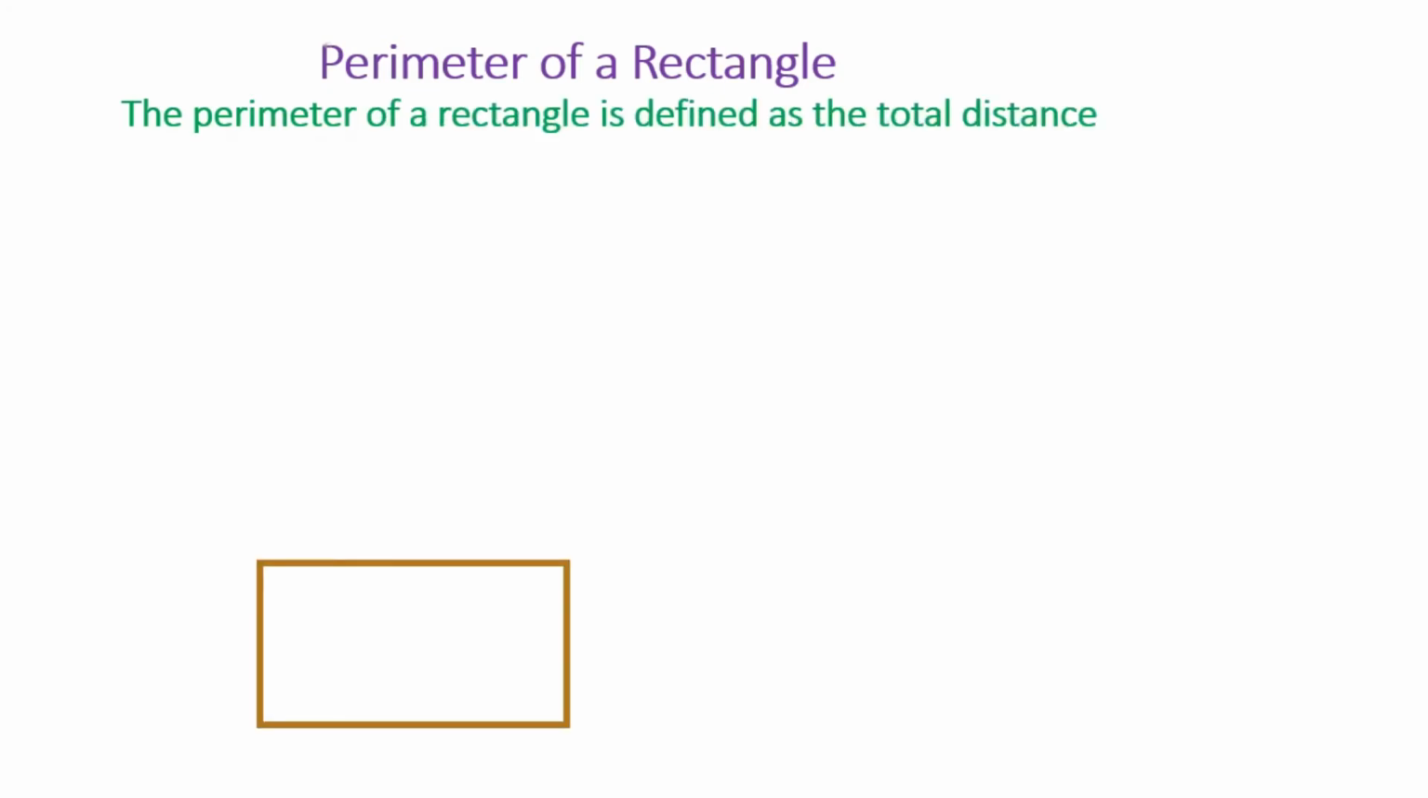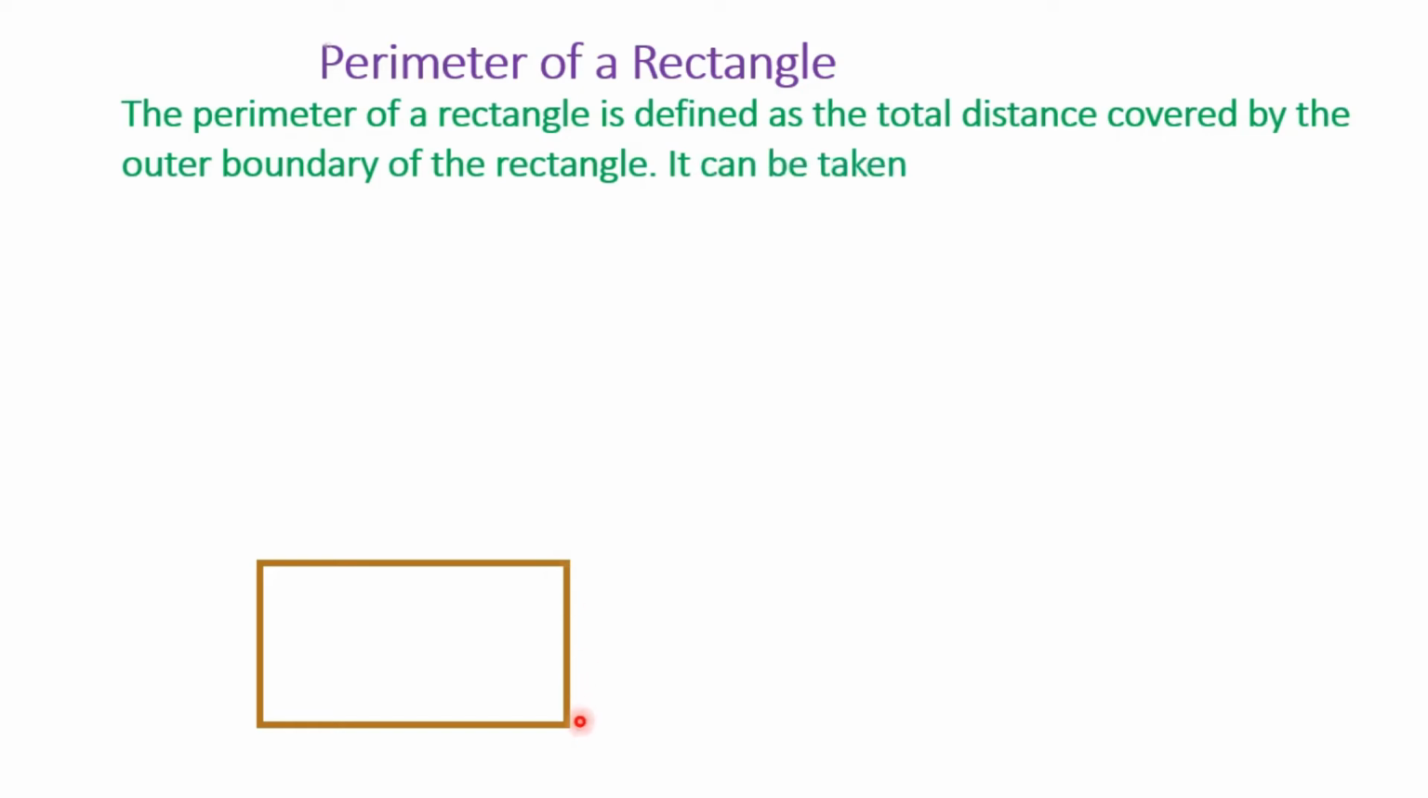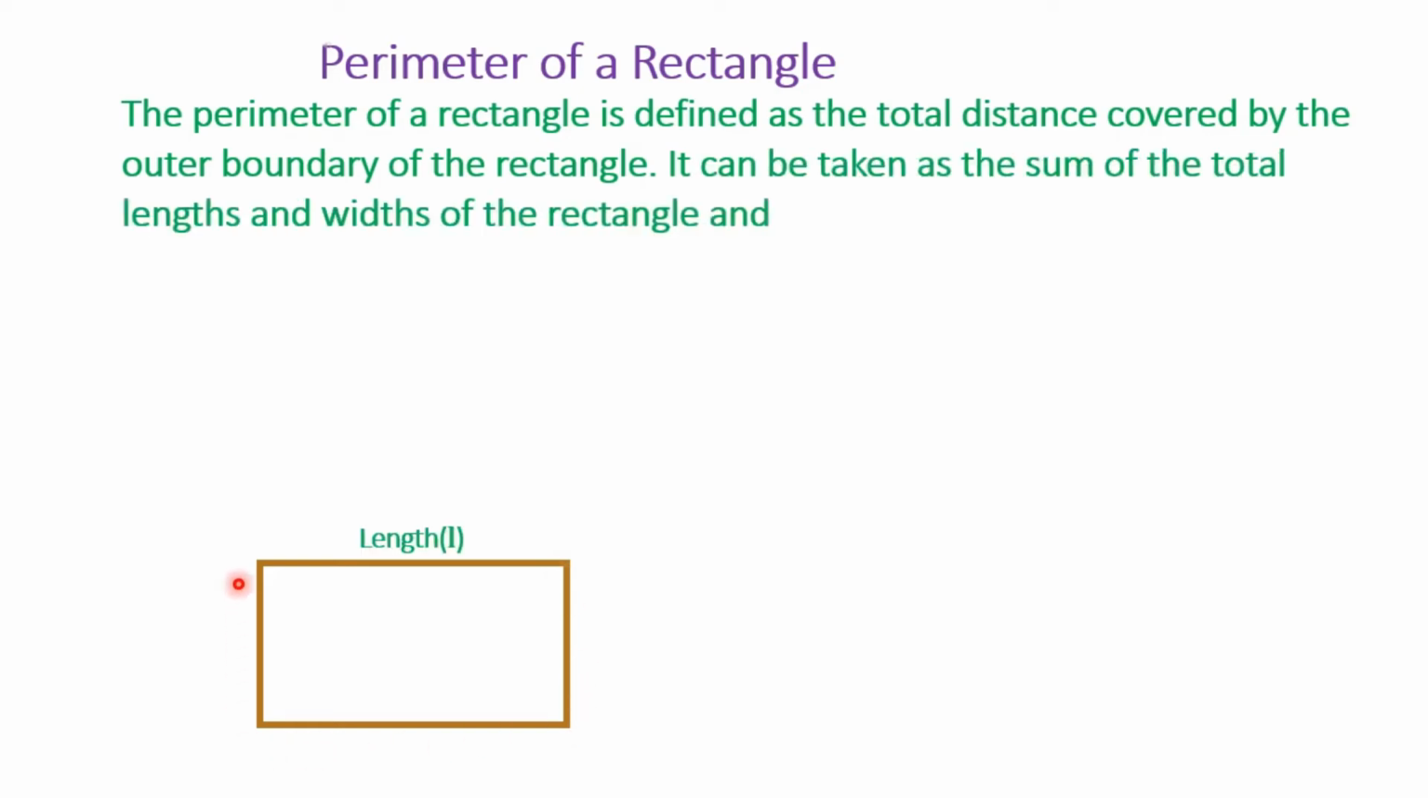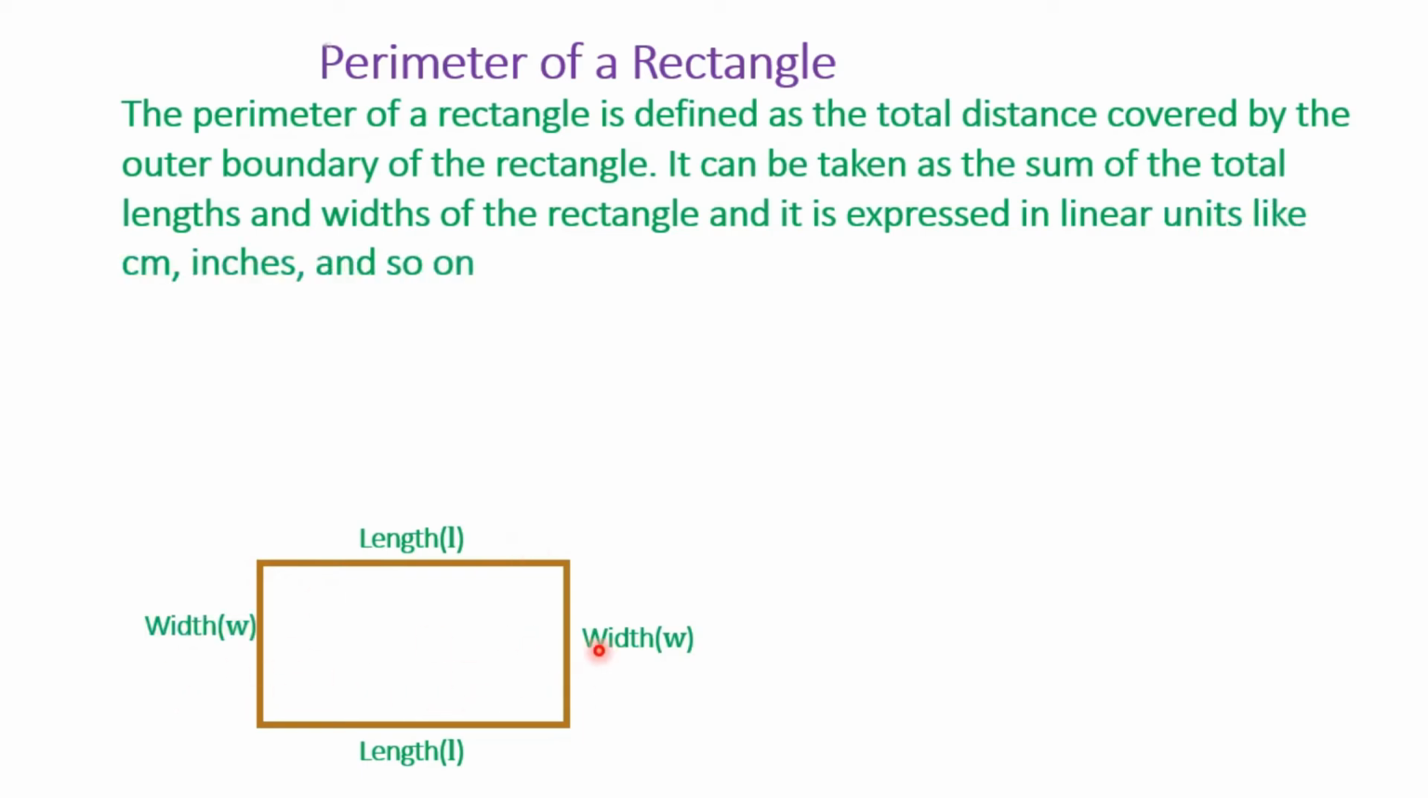The perimeter of a rectangle is defined as the total distance covered by the outer boundary of the rectangle. It can be taken as the sum of the total lengths and widths of the rectangle, and it is expressed in linear units like centimeter, inches and so on.